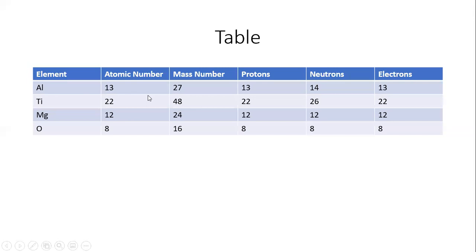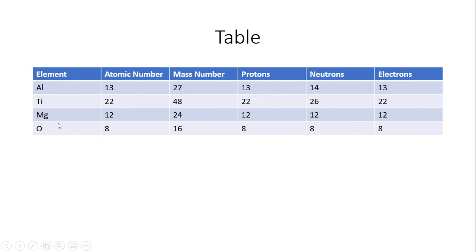In this, the number of protons would be equal to the atomic number, so 22. And then mass number minus protons, so 48 minus 22 is 26 neutrons. And this is also neutral, so protons equal electrons.